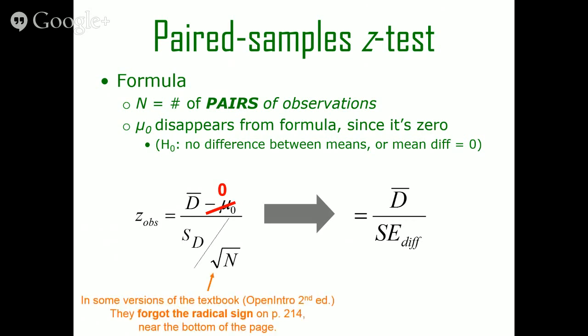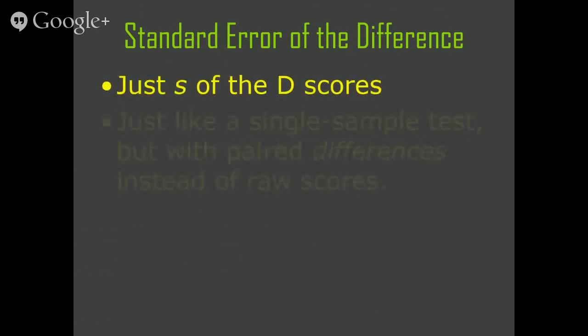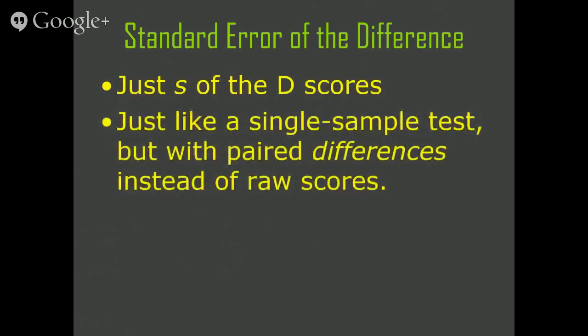Now, just a reminder of that. Okay. So the standard error of the difference is just the standard deviation of the difference scores. So just like a single sample test, but once you create those difference scores, then you pretty much just pretend like they're a single sample of data, and then you just proceed from there.